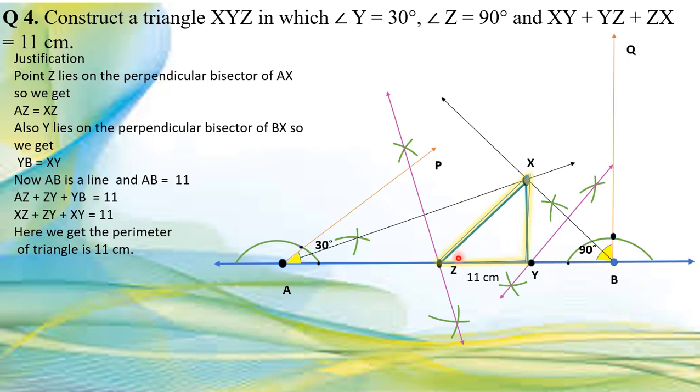Now what about the angles? So let's talk about the angles. Angle Y is 30 degree and angle Z is 90 degree. So let's take AZ and ZX, both are equal. So in the triangle AZX, these two sides are equal. So angles opposite to these equal sides are also equal. So we get this angle A and this angle X both are equal.